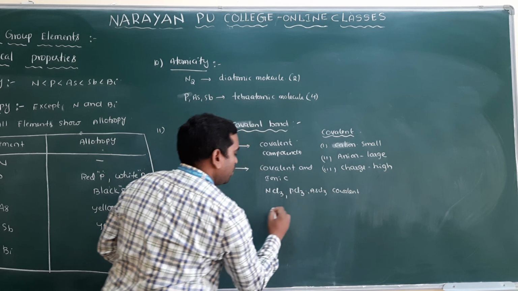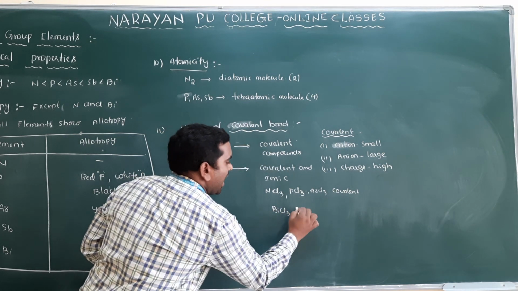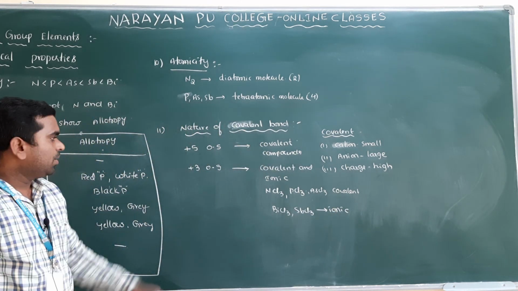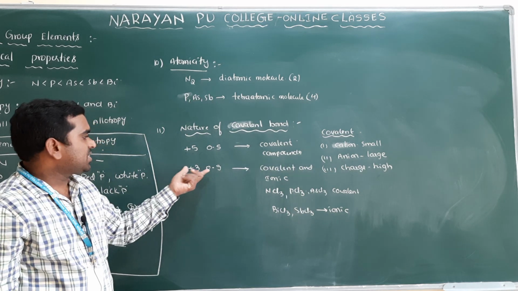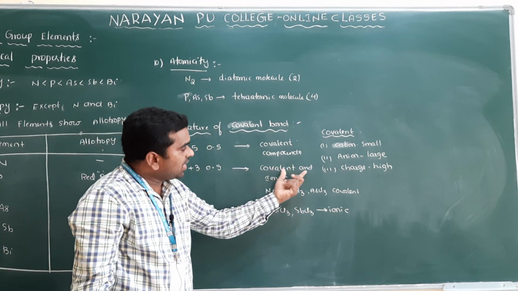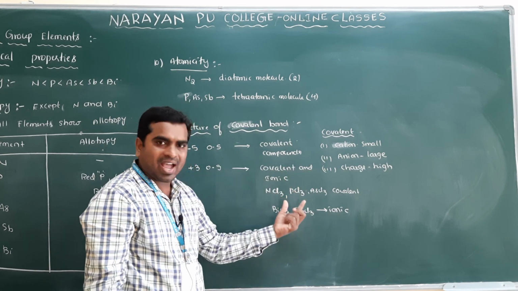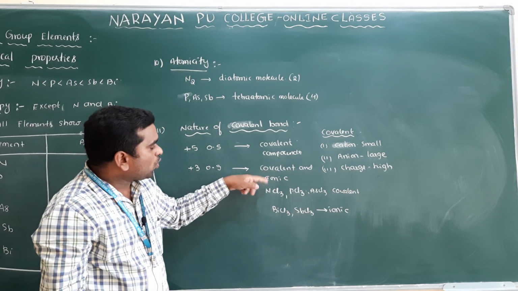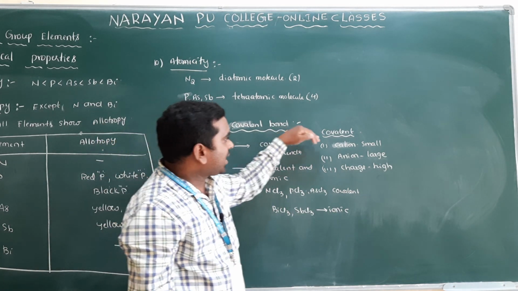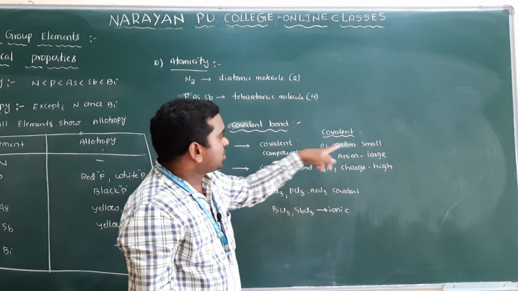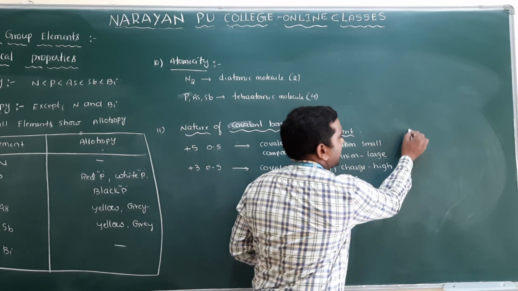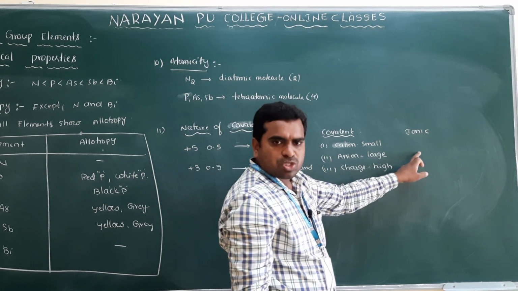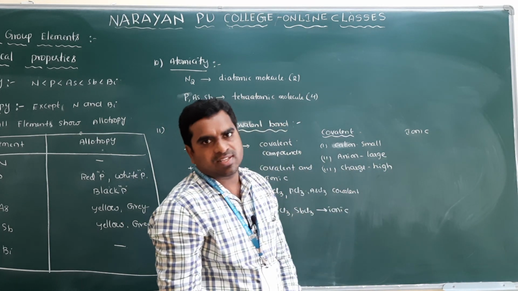But if you take BiCl3, and SbCl3, these are ionic. Clear? That's why the compounds of +3 oxidation state of the 15th group elements show both characters, covalent character and ionic character. Means you see down the group, what will happen? Ionic character increases and covalent character decreases. For ionic character, exactly the reverse: cation should be large, anion should be small, and charge should be small.